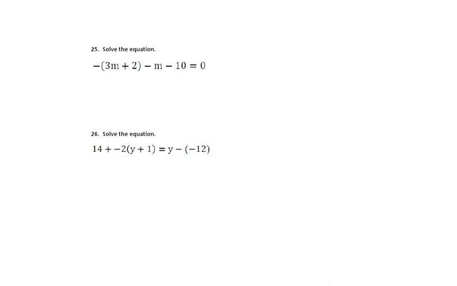Question 25 would like us to solve the equation, and you'll notice that there's parentheses with a negative in front of it. Well, technically, that negative really means negative 1. And what can happen is that negative 1 can multiply to both the 3m and the 2. So that's going to become negative 3m and minus 2.